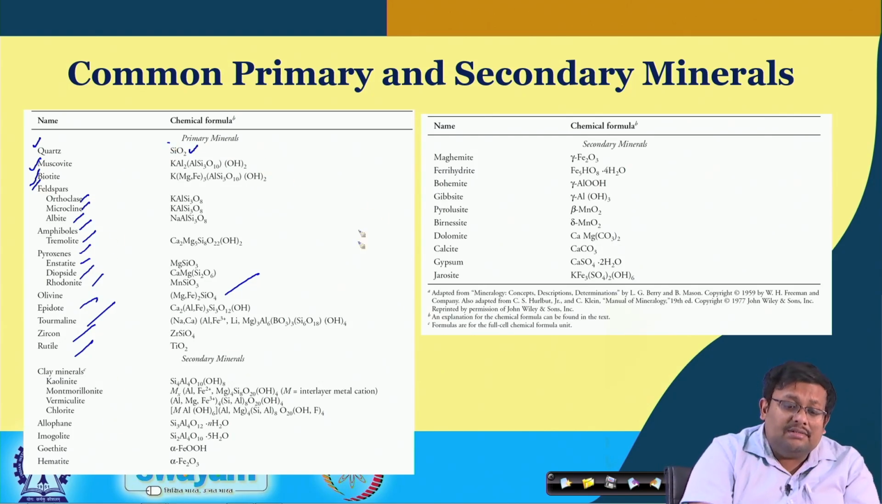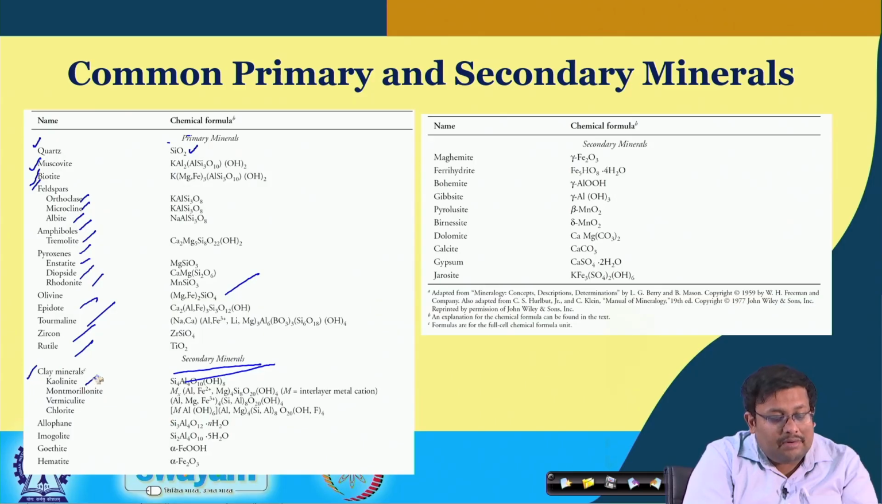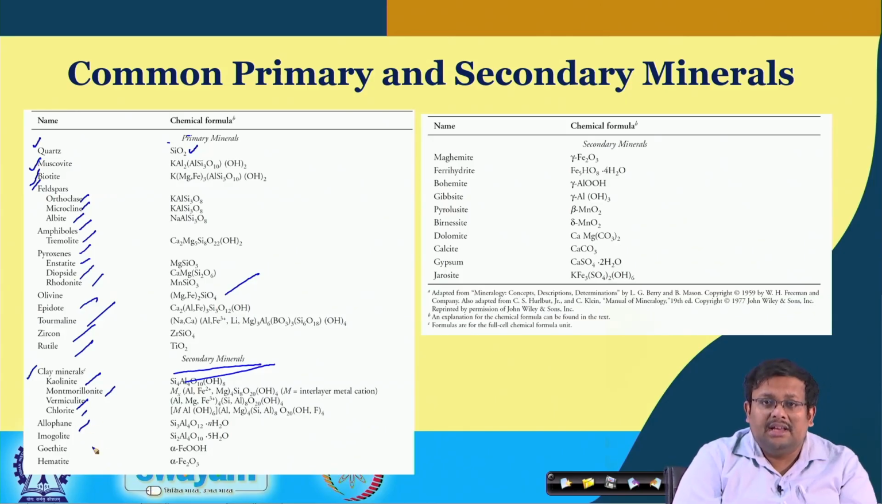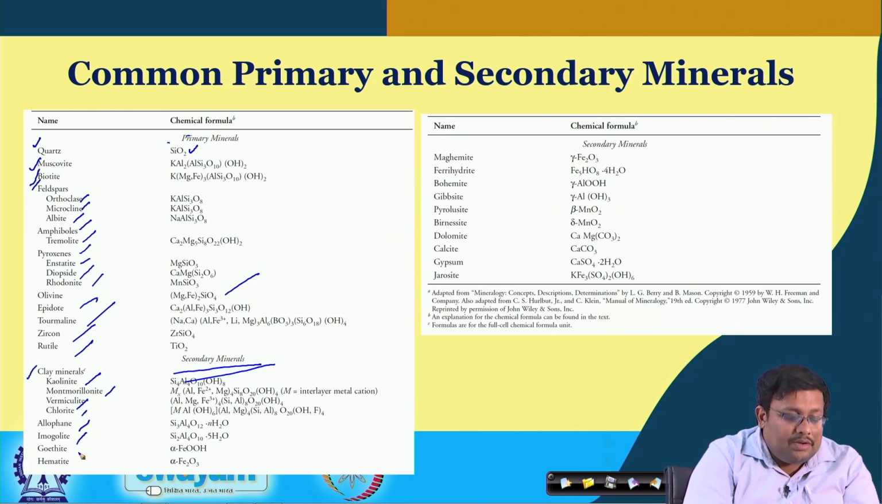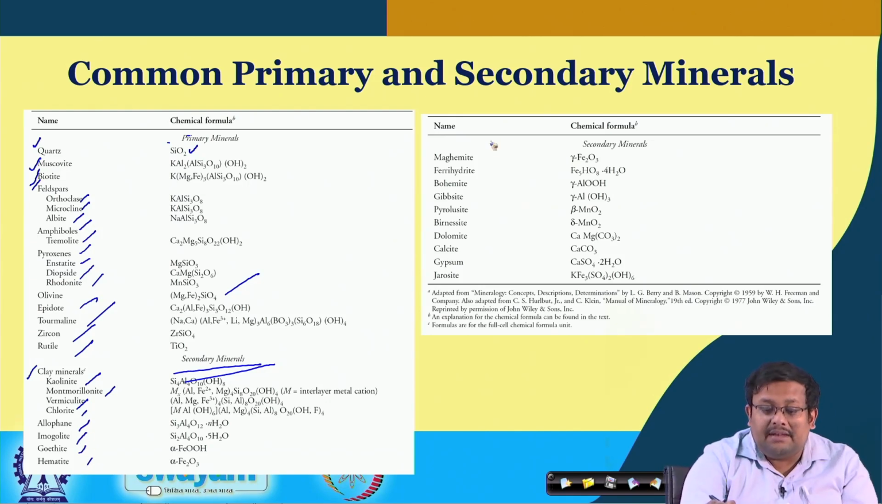Once, due to different types of chemical weathering or chemical transformation, the nature and the chemical structure of these components change, they become secondary minerals. What are the important secondary minerals? Clay minerals. Some examples are kaolinite, montmorillonite, vermiculite, chlorite. We will discuss them. Also allophane, which is a non-crystalline clay mineral. Also imogolite, goethite, hematite, maghemite, ferrihydrite, boehmite, gibbsite, pyrolusite, birnessite, and then dolomite, calcite, gypsum, jarosite.